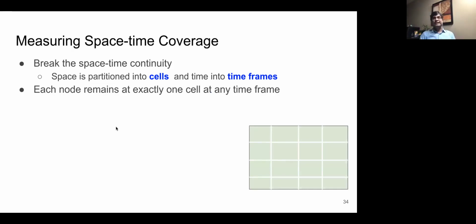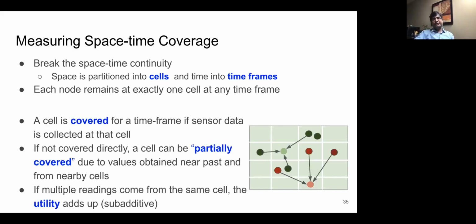So space is partitioned into cells, as we see from the drawing. Every cell will have a certain size where the sensors will be positioned, and the time will also be partitioned into segments that we call time frames. So the time will have frames, and the area where things are happening will be called cells, and each sensor will remain in one particular cell at any given time frame.